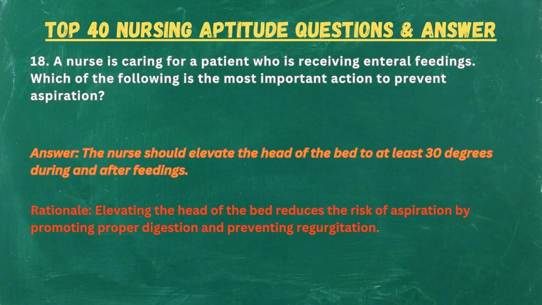18. A nurse is caring for a patient who is receiving enteral feedings. Which of the following is the most important action to prevent aspiration? Answer. The nurse should elevate the head of the bed to at least 30 degrees during and after feedings. Rationale. Elevating the head of the bed reduces the risk of aspiration by promoting proper digestion and preventing regurgitation.